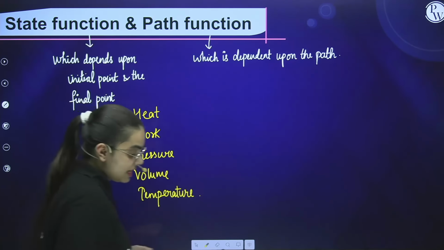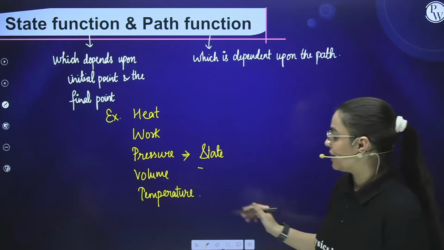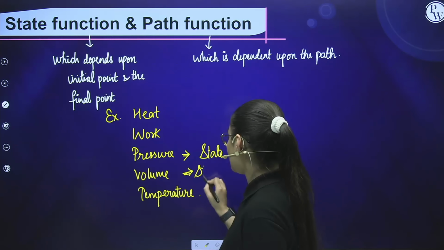As I told you, you have already done delta P in your numerical portions, which is a change in pressure. Whenever we are talking about change in pressure, we are talking about two points, initial and final, so this lies under the category of state function. Now if I talk about volume, you can correlate it with pressure. Delta V, what do you mean by delta V? It is V2 minus V1, that means final volume minus initial volume. Here also you are talking about two points, the initial point and the final point. So volume is a kind of state function.